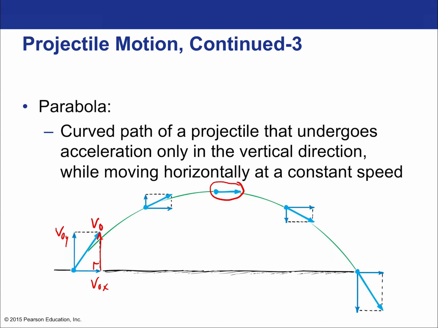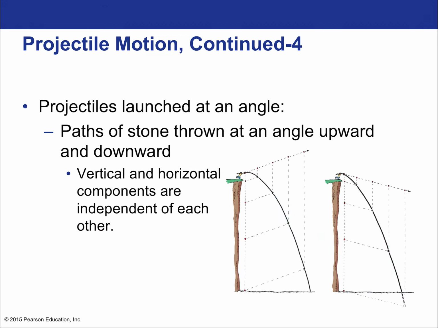So the curved path of a projectile undergoes acceleration only in the vertical direction, because again, this is the direction of acceleration, while moving at constant horizontal speed. This is the parabolic path, okay? And notice that the final velocity, when the object crashes back into the ground, assuming that the ground is level, is exactly the same magnitude as the initial velocity. This vector is the same length, okay? And its components are the same lengths as well. It's just flipped upside down, all right?